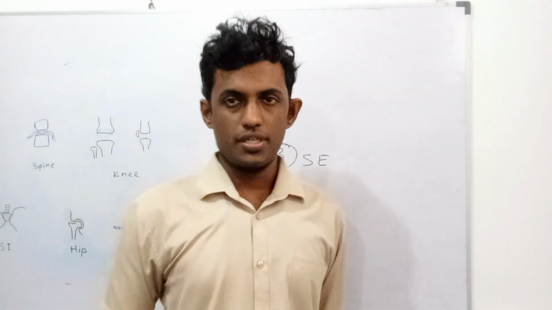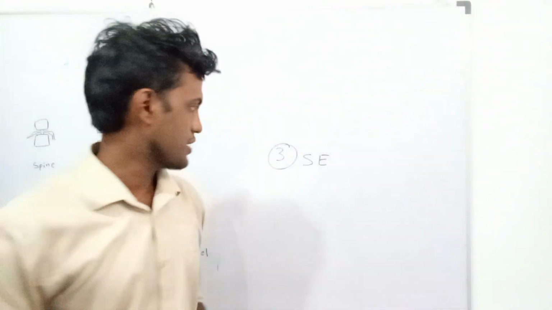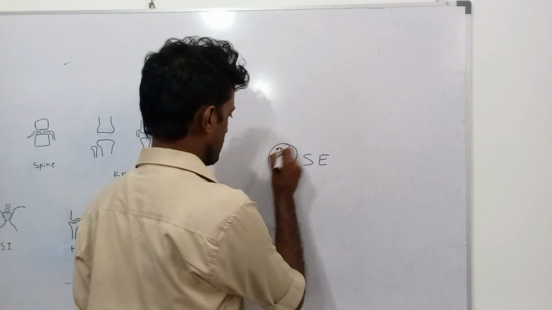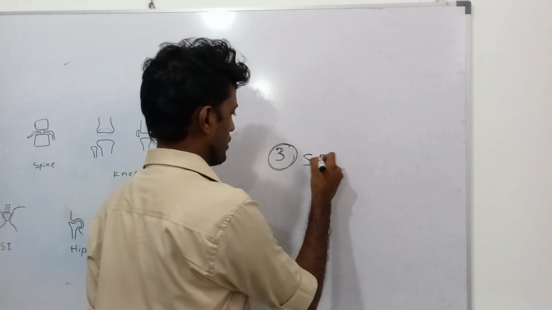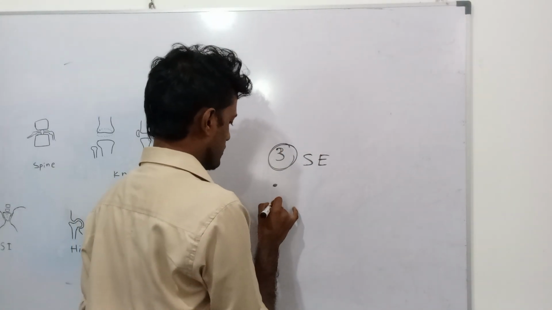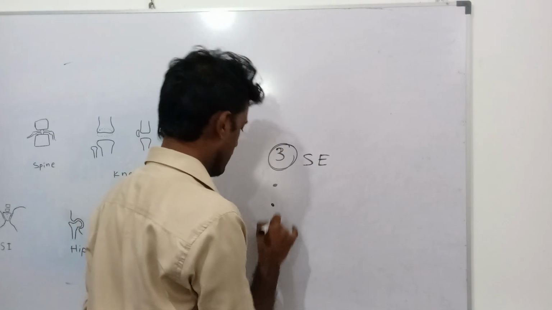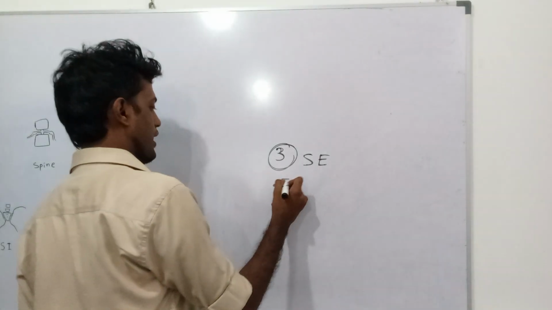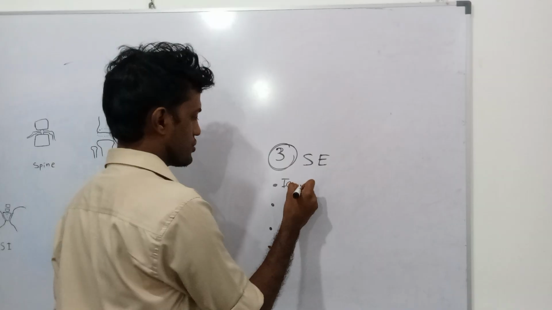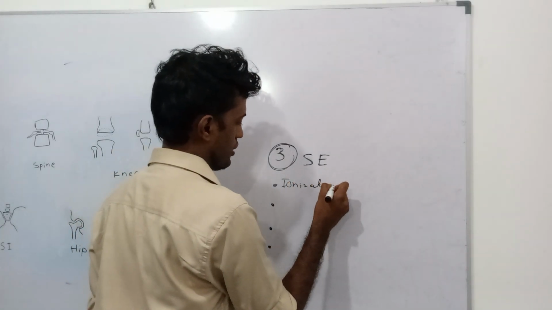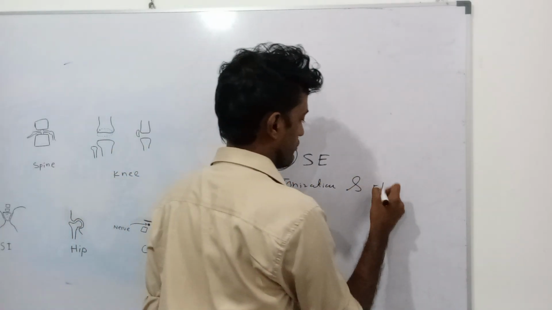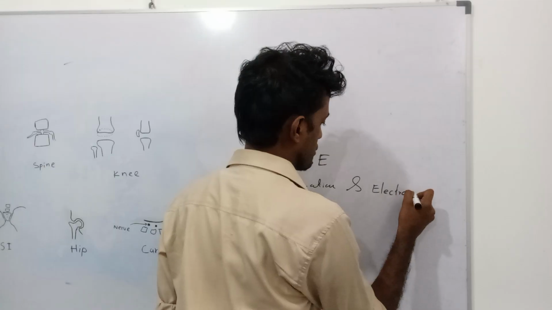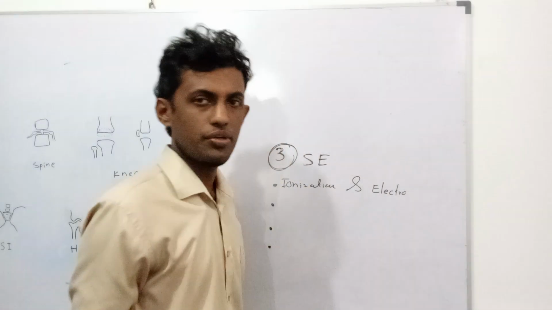Okay, so today's session I'm targeting the third structured essay question. In this question, there are a few main areas I need to highlight. Most of the time they ask these things: ionization energy and electronegativity. These questions appear every paper, every year, you can see that.